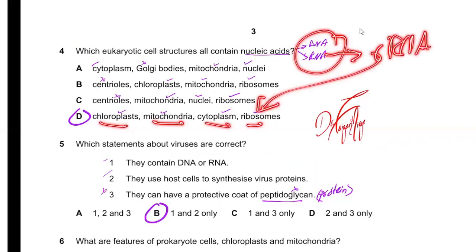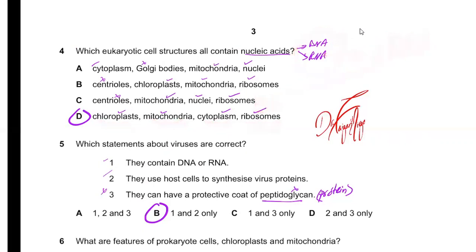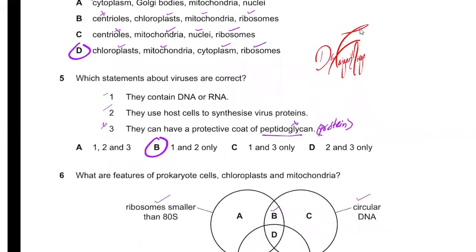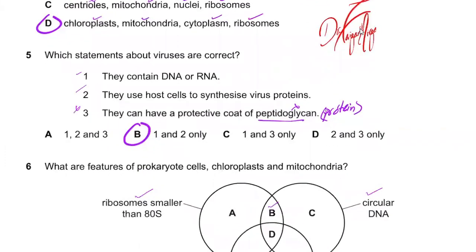Sometimes I think some students might be confused about how a ribosome can have nucleic acid. It actually has ribosomal RNA, or it can have mRNA during translation, and it can have tRNA as well. But basically, it's ribosomal RNA that you need to remember. This is the nucleic acid present in the ribosome.